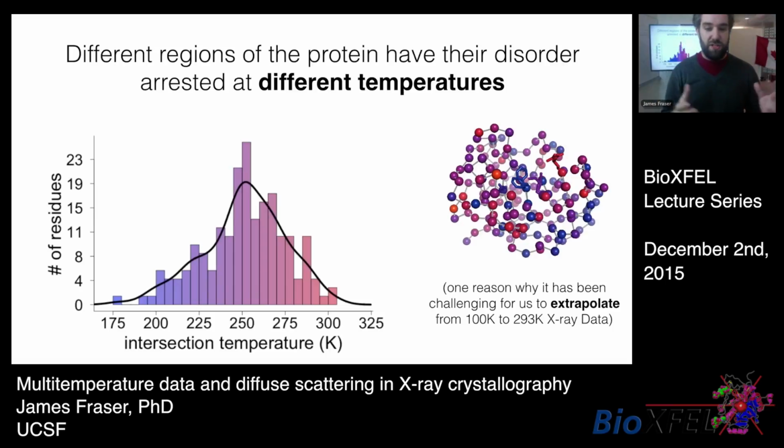And that shift to basically being unobservable happens at different temperatures at different places throughout the protein. So it's very difficult, once everything has pretty much arrested at 100 Kelvin, to then figure out how to cleanly extrapolate back to the ambient temperature ensemble.